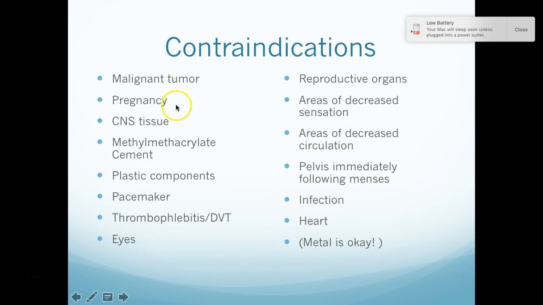Contraindications: malignant tumors, pregnancy, central nervous system tissue, cement, plastic components, so we're talking about those total hips and total knees, pacemakers, thrombophlebitis, DVT, don't want to throw a clot, eyes, reproductive organs, decreased sensation and mentation, which should be in here as well because they can't tell you if they feel a burn, decreased circulation, you don't want to go over the pelvis during menses, infection of the heart. New studies show that metal is okay. It's interesting, boy, when I was in PT school, that was a big no-no, but I know somebody was saying even on the board now, that's like one of the questions. So just remember, that's not a contraindication.